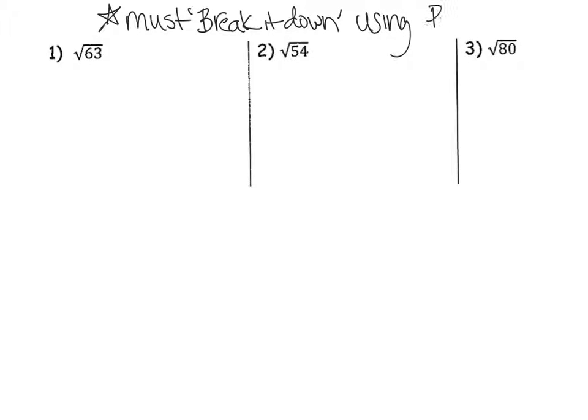All right, so what we've got here is numbers that are not perfect squares. So this 63, for example. On this 63, it's not a perfect square, but here's what I need, and put this on the margin or somewhere. Because today we're going to break it down, you must break it down using perfect squares.